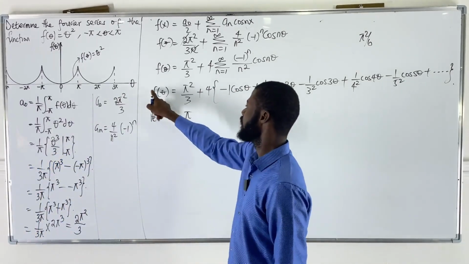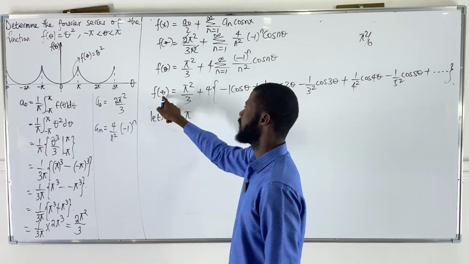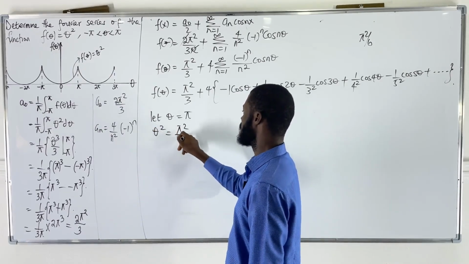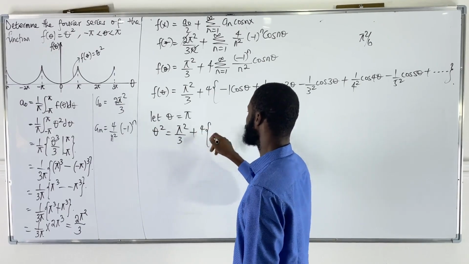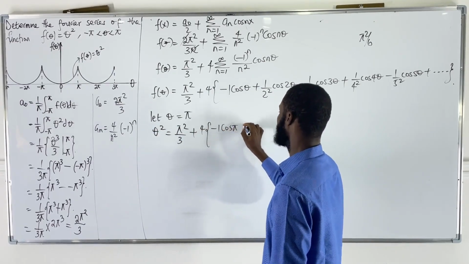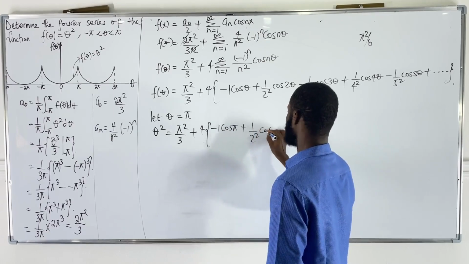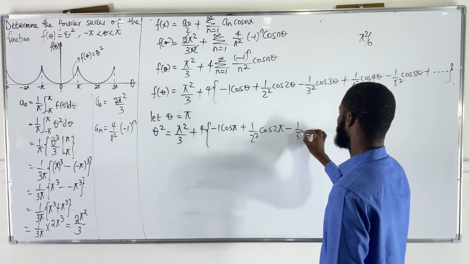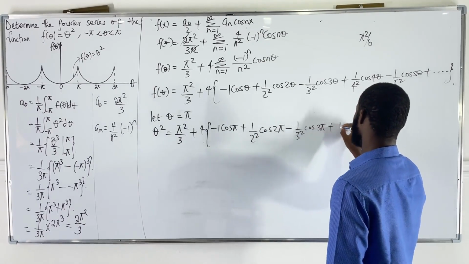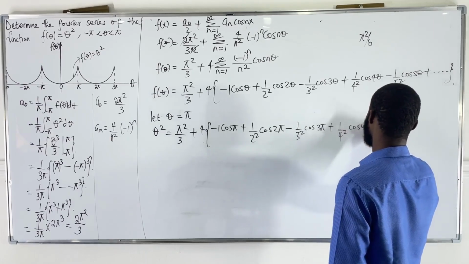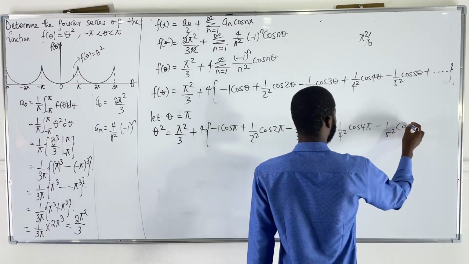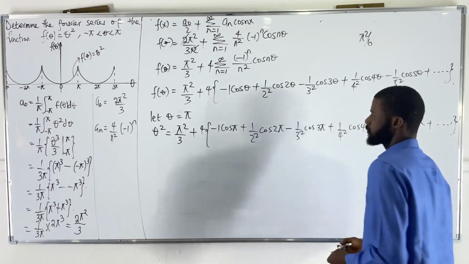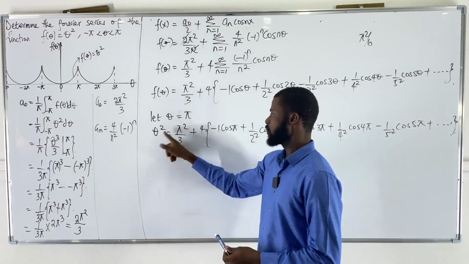Now remember that f of theta, to start with, f of theta on a normal day was equal to what? Theta squared. So you can say theta squared is equal to pi squared over 3 plus 4 into minus 1 cos pi plus 1 over 2 squared cos 2 pi minus 1 over 3 squared cos 3 pi plus 1 over 4 squared cos 4 pi minus 1 over 5 squared cos 5 pi. And then just like that.